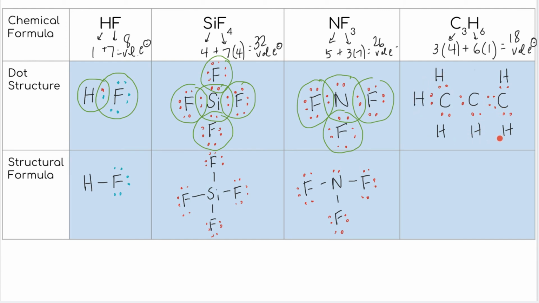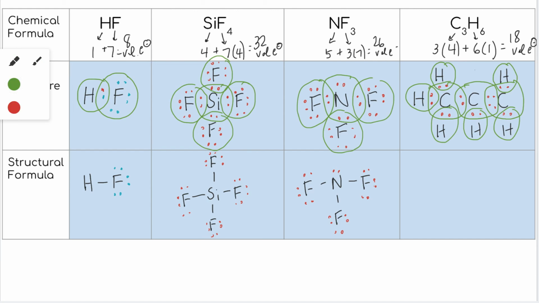So we still have a total of 6 hydrogens and 3 carbons. Let's double check that each atom is stable. Remember, hydrogen is happy with a total of 2 valence electrons. Let's double check that each hydrogen is stable. Okay, that looks good. Each carbon is going to want 8 valence electrons around it. This far left carbon is stable. This middle carbon is stable. It has a total of 8 valence electrons around it. And this far right carbon has a total of 8 valence electrons around it. So we're in good shape.